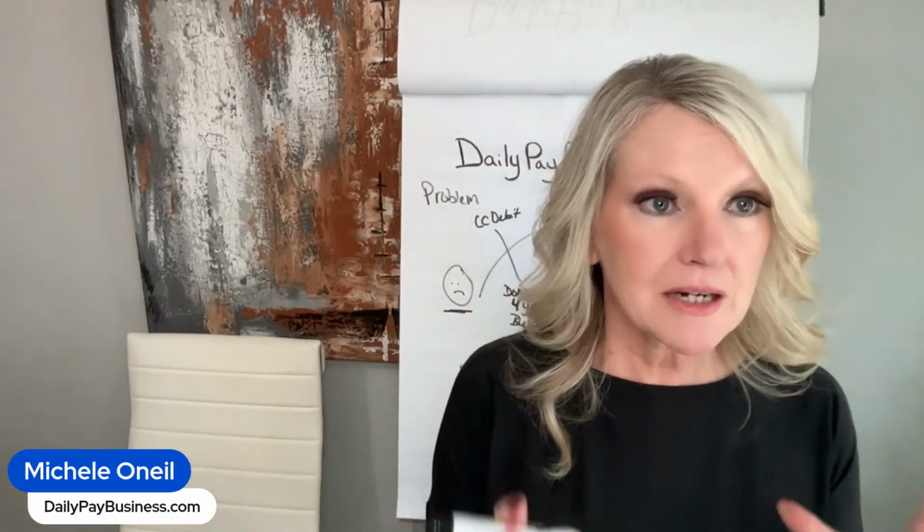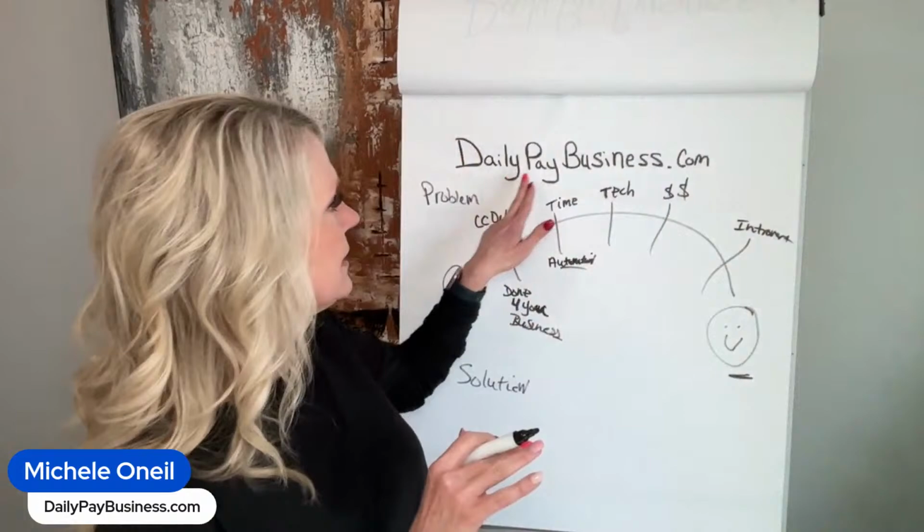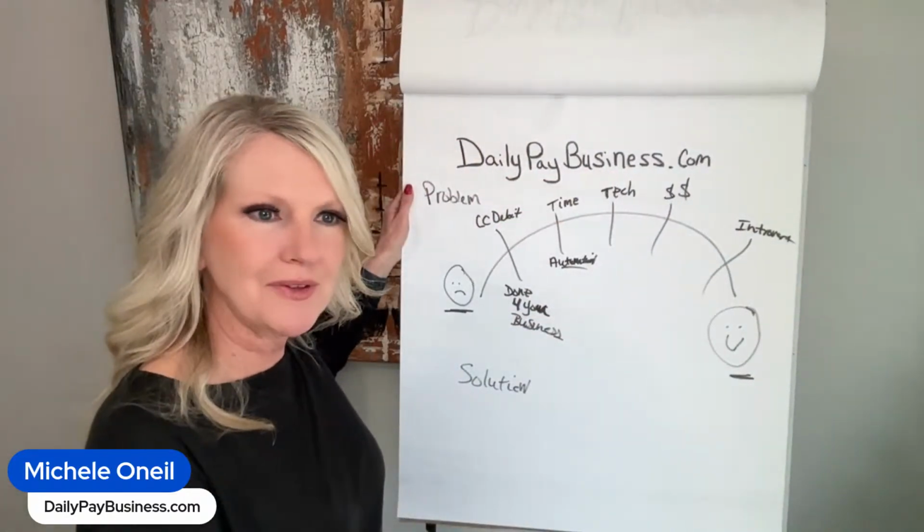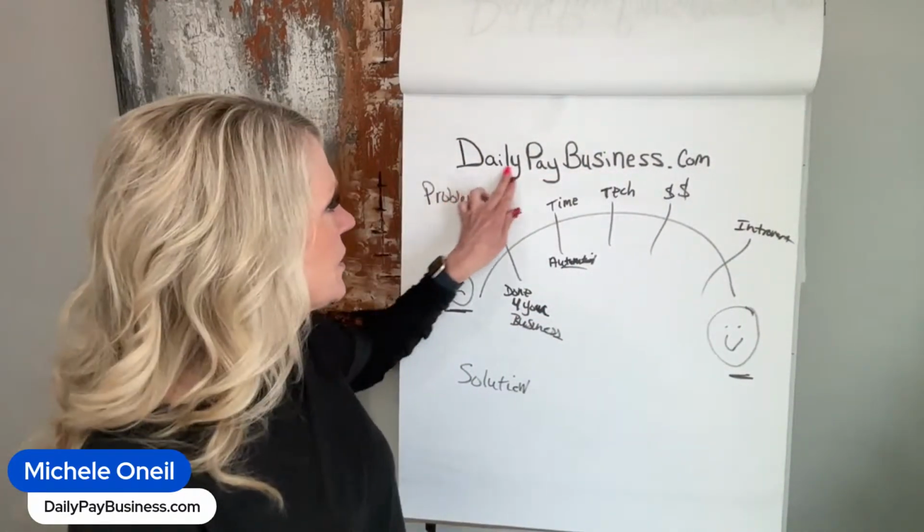And if you want to see what automations look like, it's right here. Daily Pay Business. Screenshot this real quick. Then we're going to keep on going. Okay. You can go here. You're going to see my fully automated system.